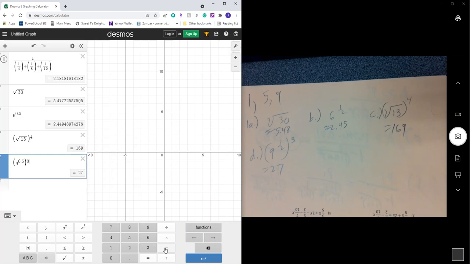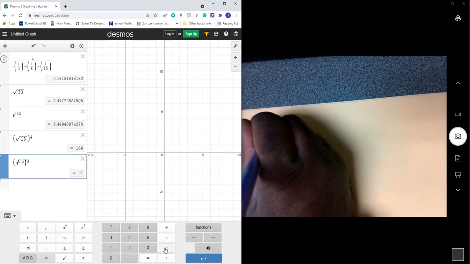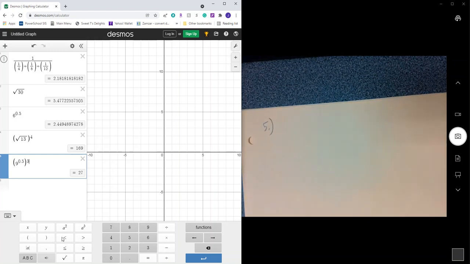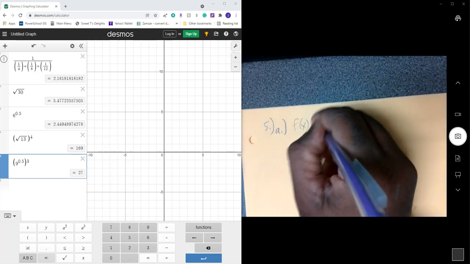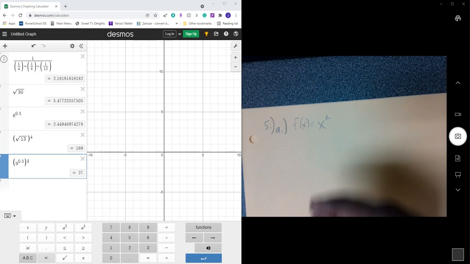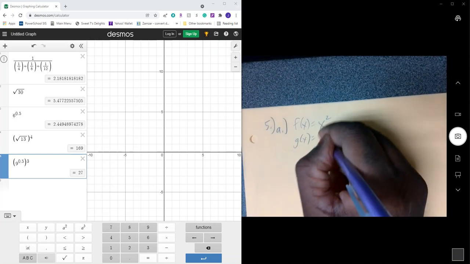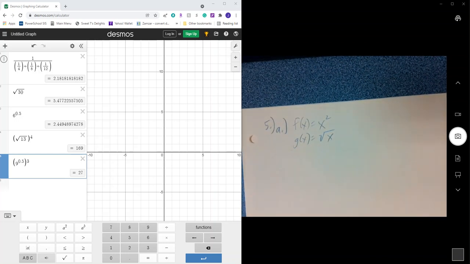Now, problem number 5 is actually on page 560. So when we look here at problem number 5, all right, so we look at 5a, and it says sketch a graph of f of x is equal to x squared and g of x, which is equal to the square root of x, on the same coordinate system. Use the graphs to answer part B and C. Okay, so let me put these graphs up here.